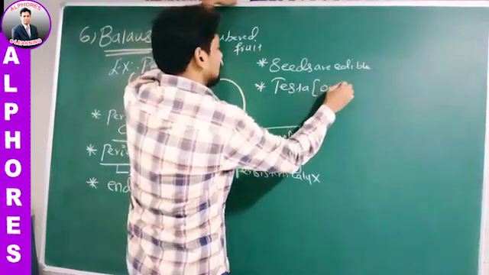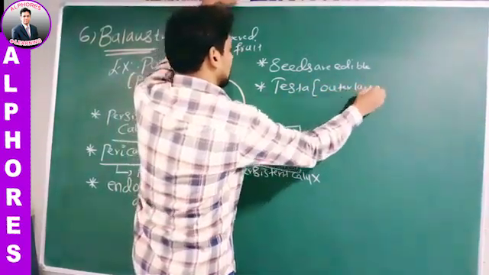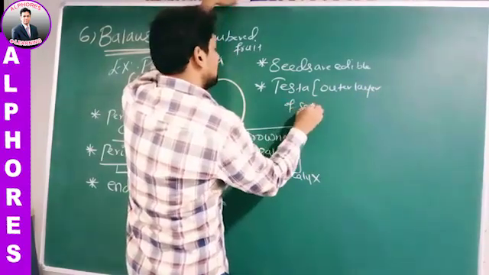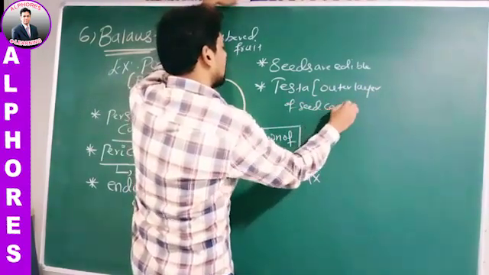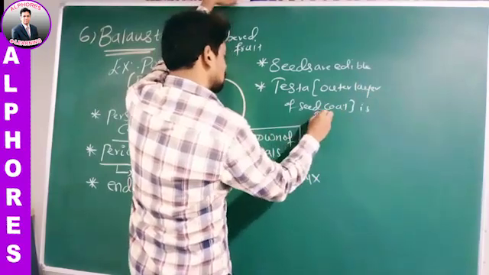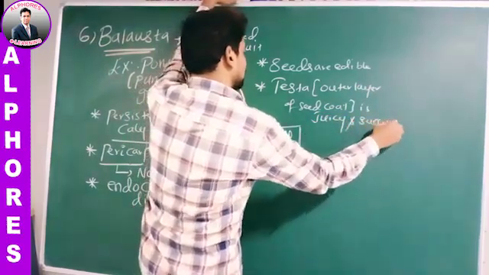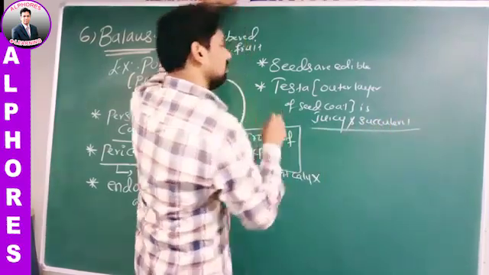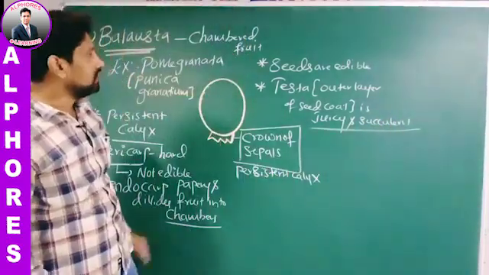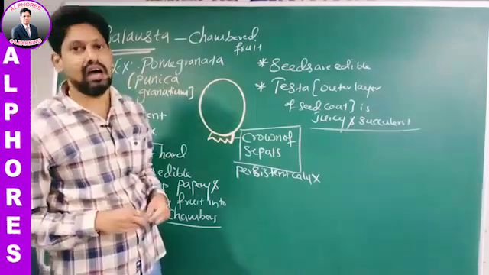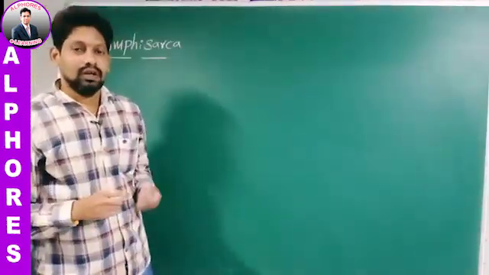Testa means it is the outer layer of what, sir? Outer layer of the seed coat. It is juicy and succulent, nothing but fleshy. Is this statement okay? This is concerned with balausta, right? Go for the last one.